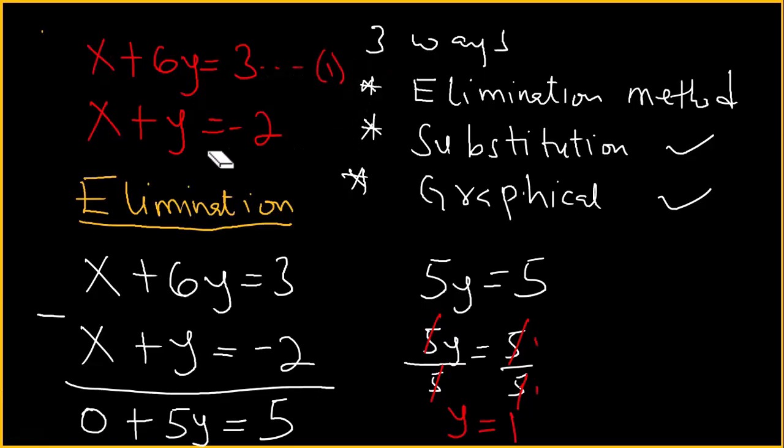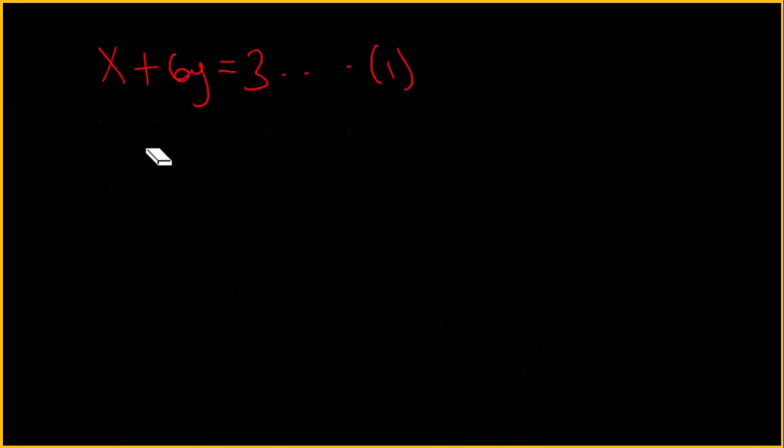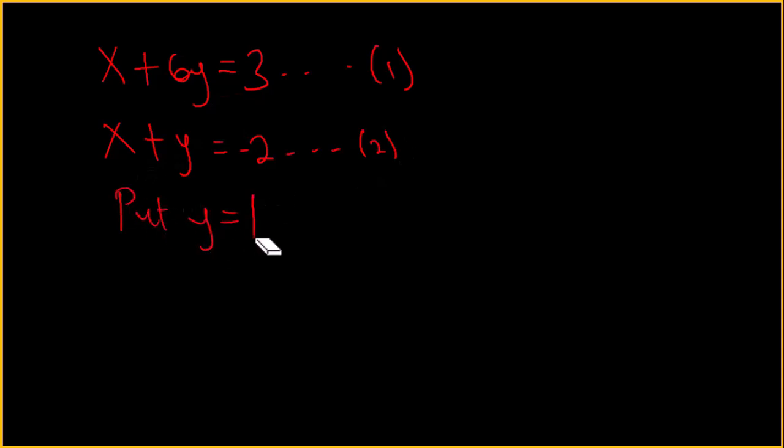And then x plus y is equal to negative 2, our second equation. So we are going to put y equals 1 into any of the equations. It's either 1 or 2. So let me do 1.